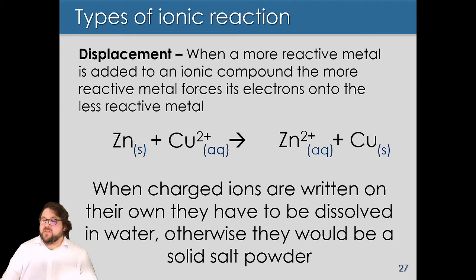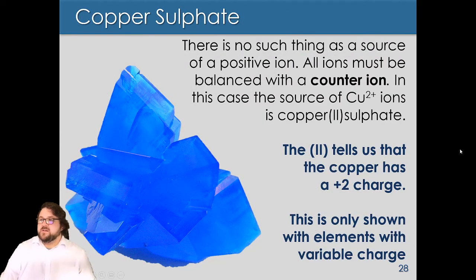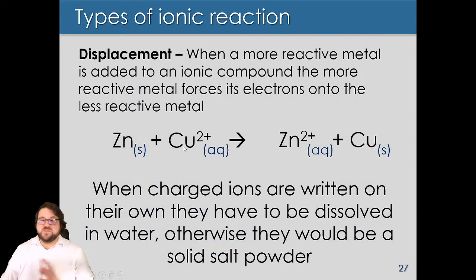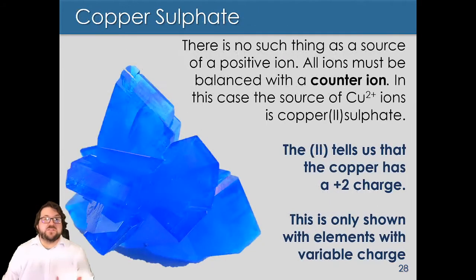So when they're written on their own, they tend to be dissolved in water, especially when they're doing a reaction. Otherwise, they'd have to be a solid salt, in that lattice that we talked about in the last section. So there's no such thing as a source of a positive ion. What I mean by that is, in that last reaction, I can't just put copper 2 plus ions into something. They have to come with something called a counter ion, the other part of that substance, if you want. And so, for instance, this might be copper sulfate. Sulfate was one of the ions on the list, and it's a negative ion, so it can bond together with a positive ion.